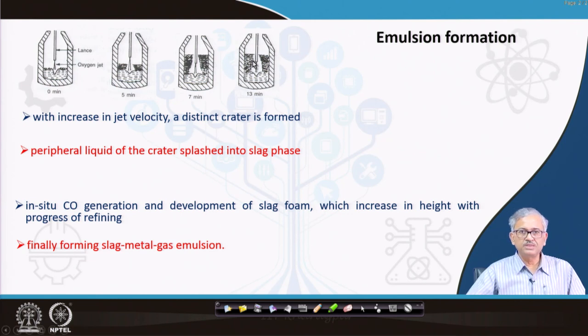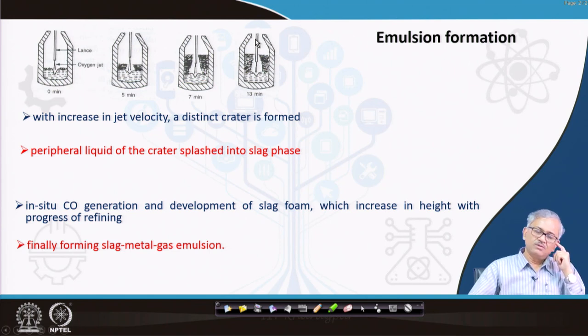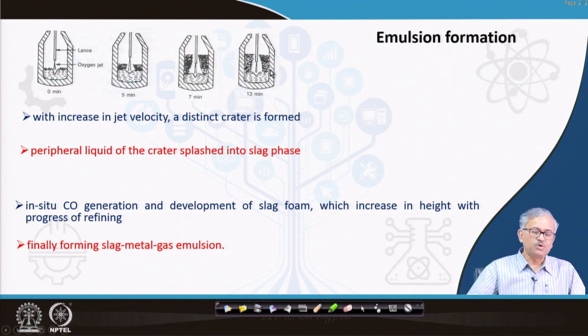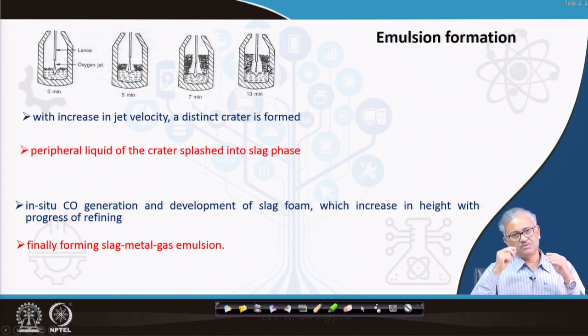Okay, because you are pumping the energy, and when you tear off the liquid droplets, you are creating new surfaces. So you require energy for that. The oxygen jet basically gives that energy to tear off the liquid droplets and throw them into the slag phase. And as the metal droplet goes there, it forms CO in situ. The CO bubbles form. It forms an emulsion. It increases the volume of the foam as well as the emulsion. Emulsion is nothing but the gas, slag and metal emulsion phase.